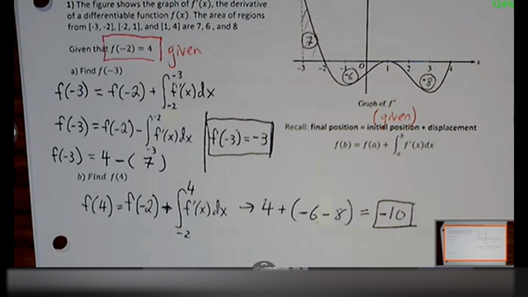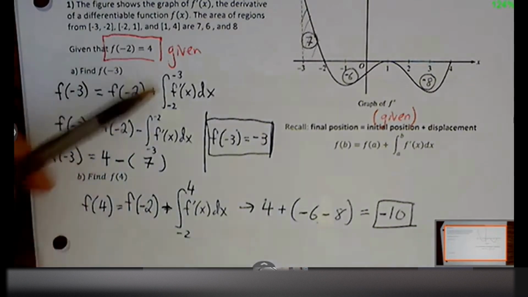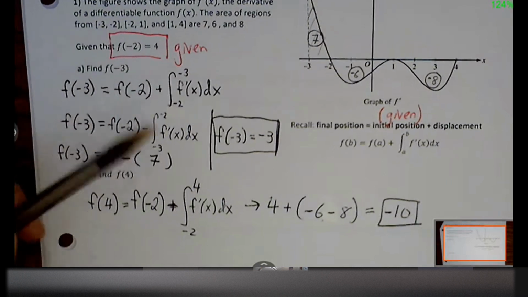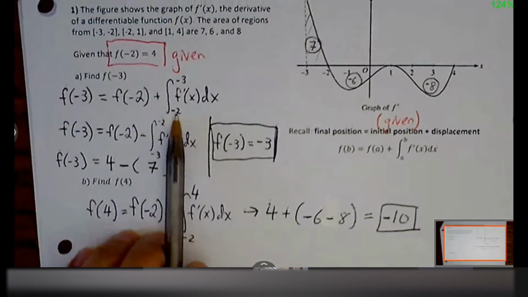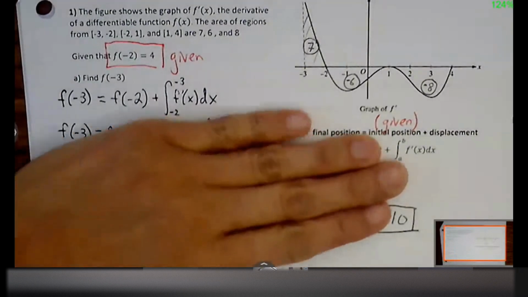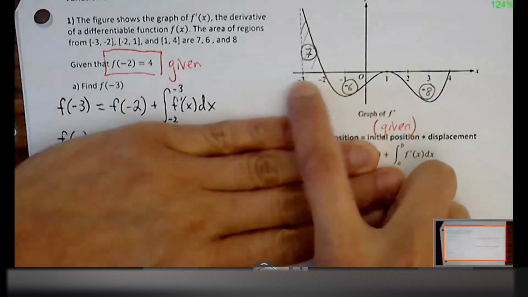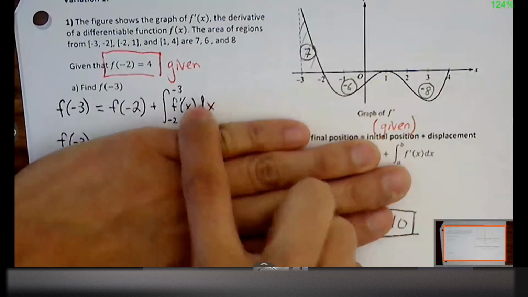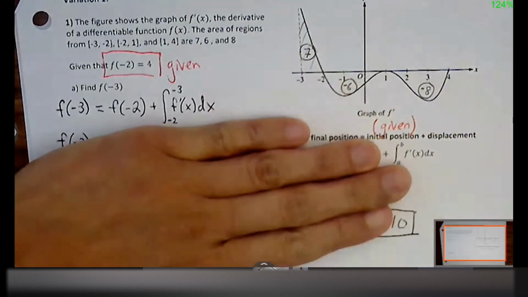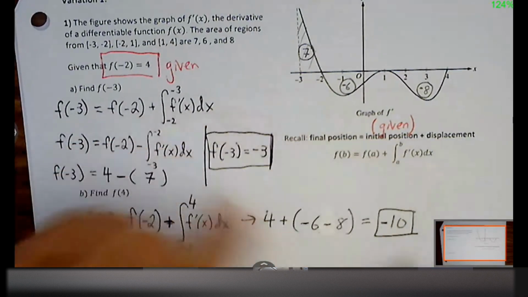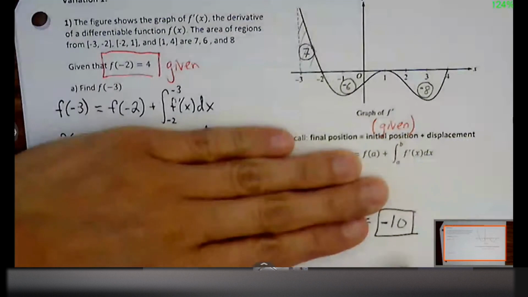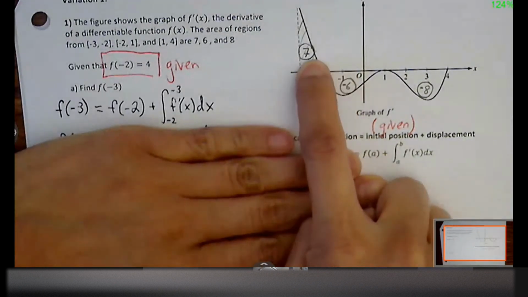Yes? Could you explain again, for f of -3, why you switched the negative to -3 and then you switched the positive into the negative? Right, so the reason why is because here, if I leave it the way that it is, that means I'm going from -2 to -3. That means I'm going backwards. If I'm going backwards, then this 7 is not really a 7. This 7 is really a -7. So if you don't want to do this, you can just do it in your head and say, okay, I'm going backwards, therefore it's a -7. And I can just say 4 minus 7 is -3.